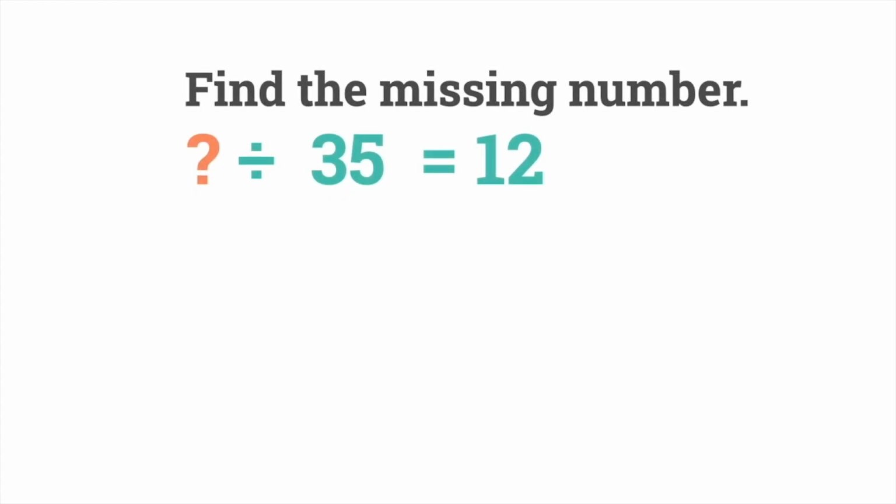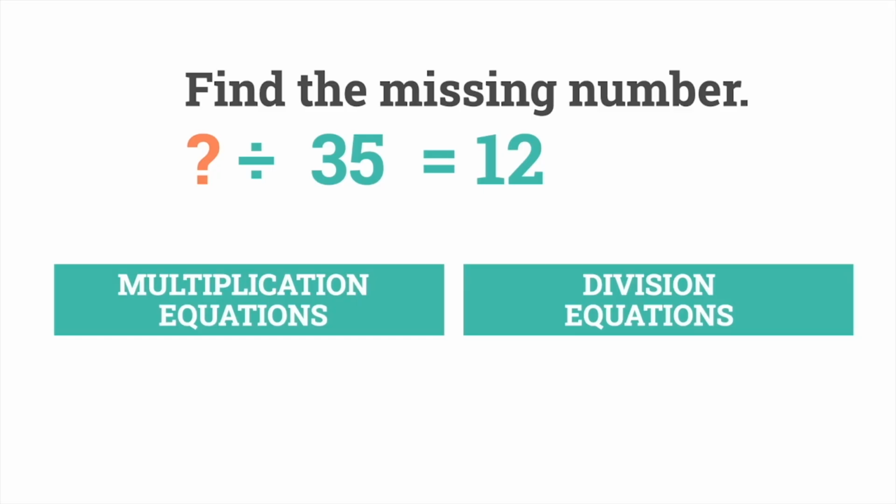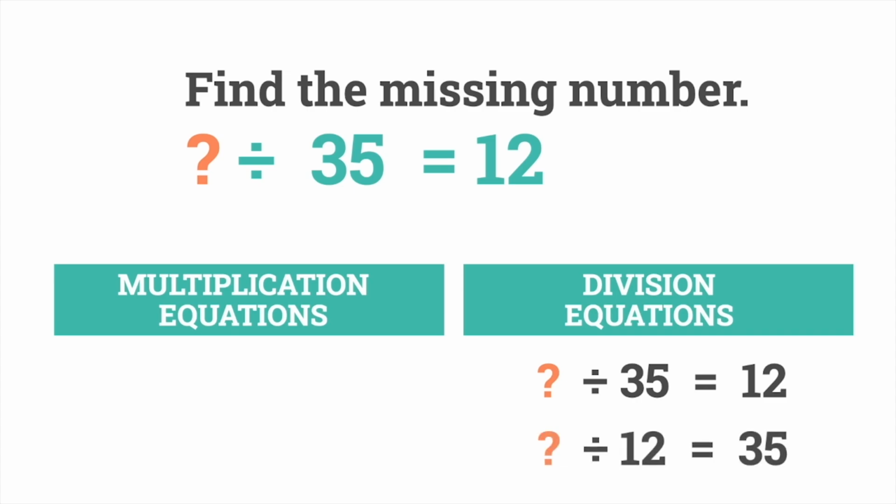Let's try one more problem. A missing number divided by 35 equals 12. How would we find this missing number? Think about what you know about fact families. We either have to use a related multiplication equation or a related division equation. The problem tells us that a missing number divided by 35 equals 12, which also means a missing number divided by 12 equals 35. But this division equation doesn't really help us answer the problem any better.